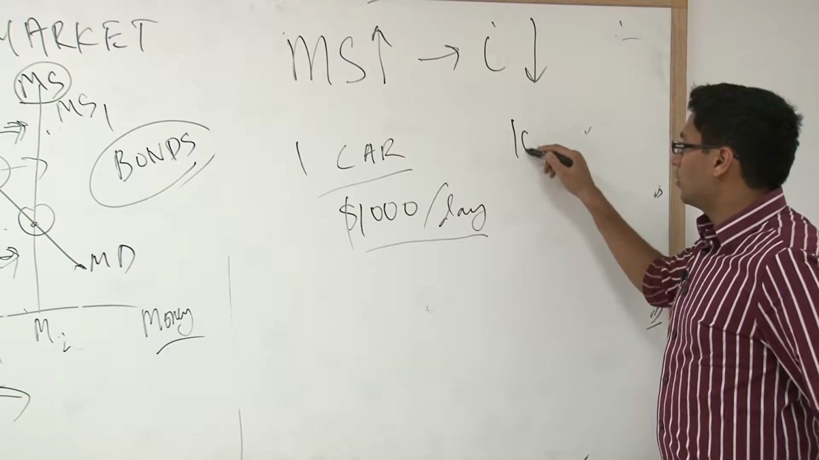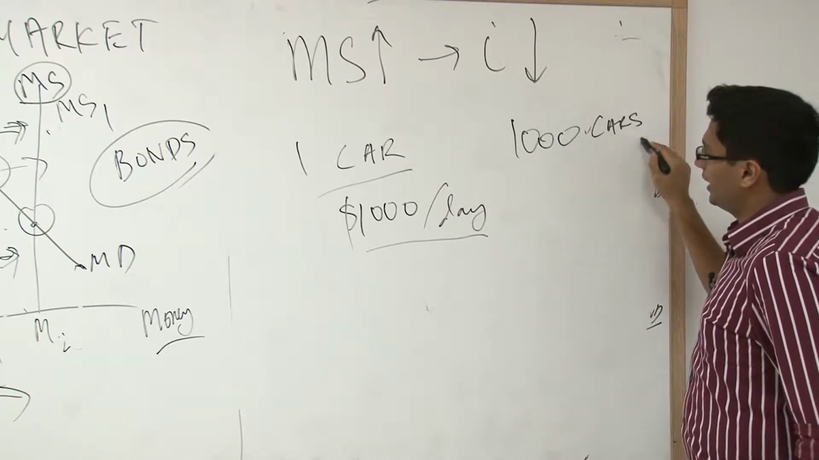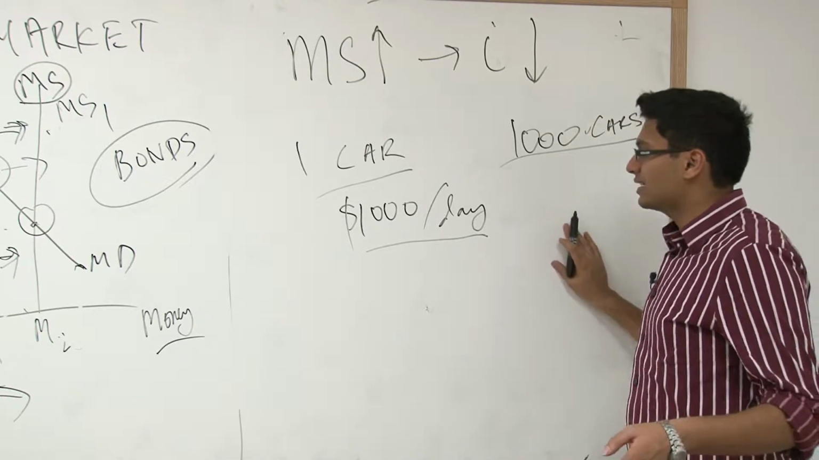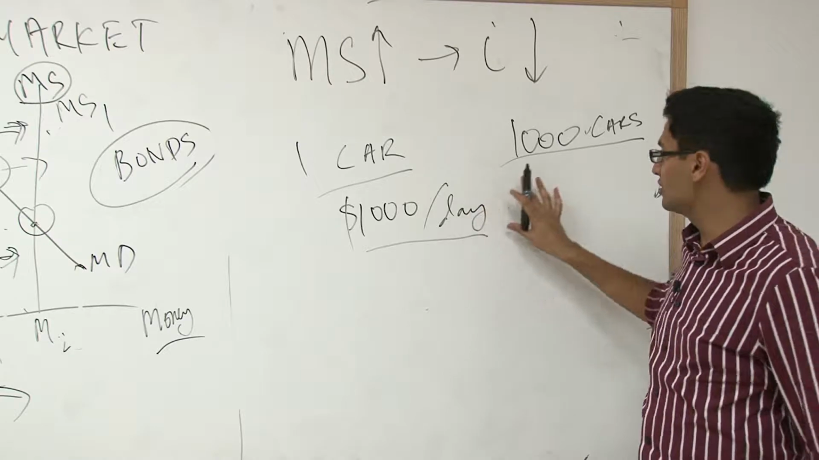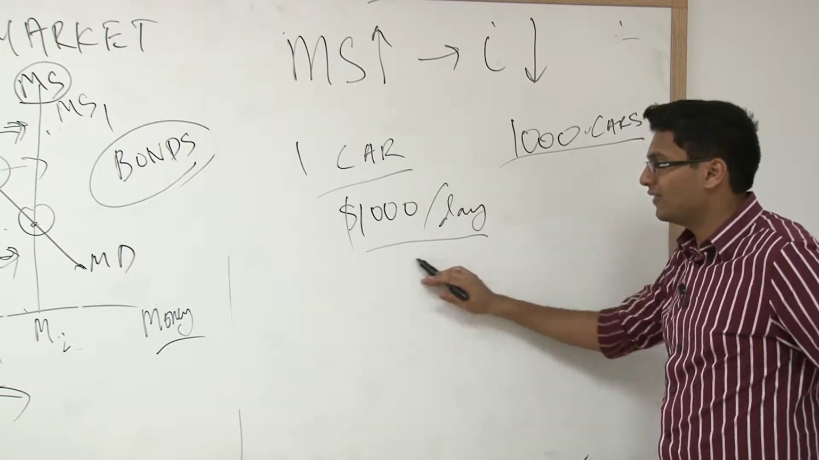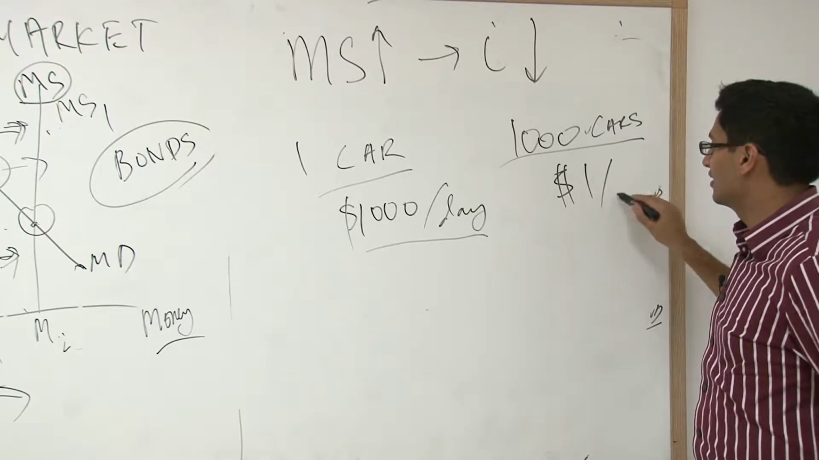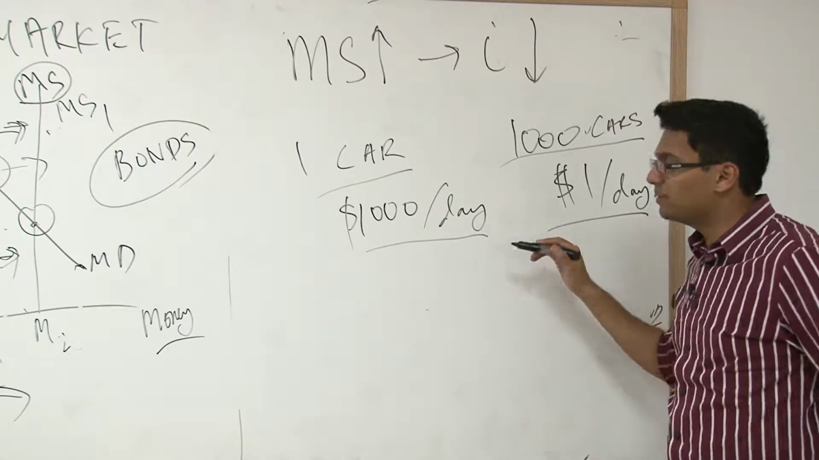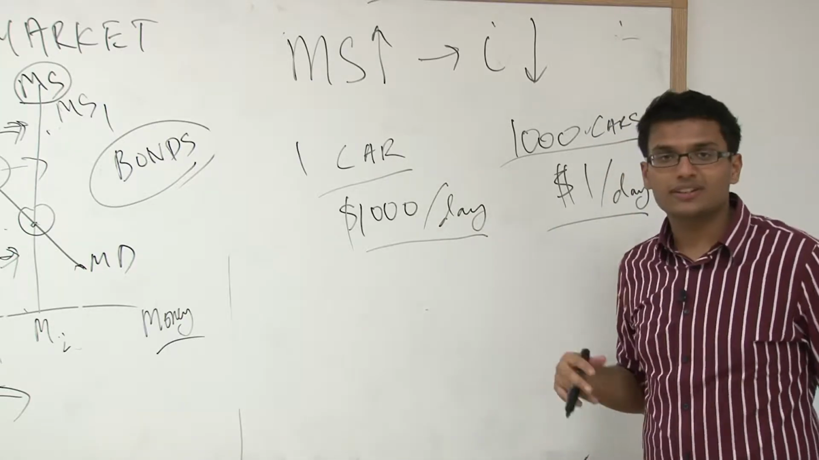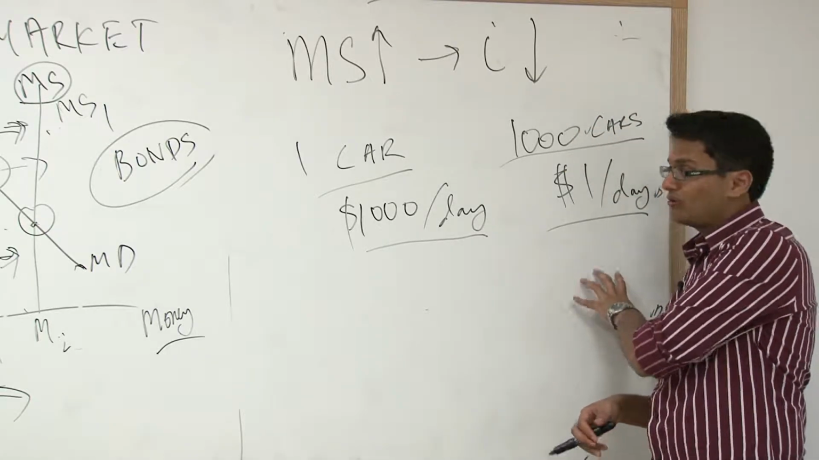But what if there are 1,000 cars in the city? This is really simplified, but let's say there are 1,000 cars, so resources have multiplied by 1,000. If I divide the price by 1,000, it's significantly less a day. Maybe not $1, obviously that's a little drastic of an example. The point is that if I have more of something, it becomes cheaper to borrow.